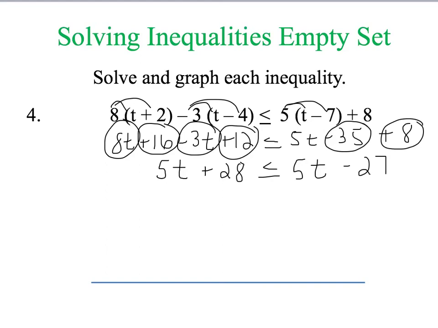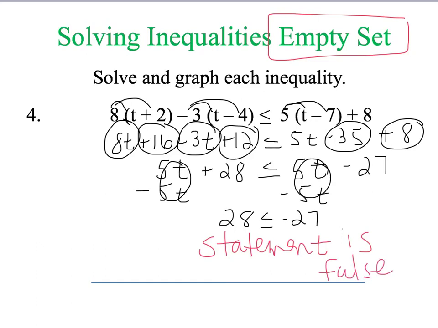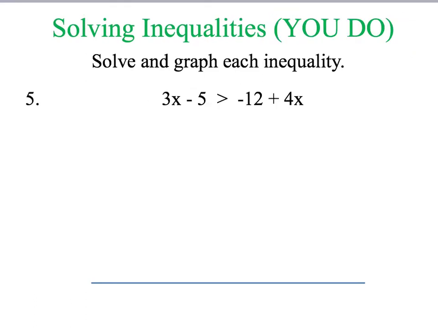Okay, so let's move my 5t over here. Okay, so you'll notice that these both become 0, and now I just have 28 is less than or equal to negative 27. Okay, this is not true. 28 is not less than or equal to negative 27. Okay, so this would be considered an empty set, which is written right up here. So this is an empty set, and this statement is false. Okay, so pause the video and try this one and also the next one on your own, and then you can check back.